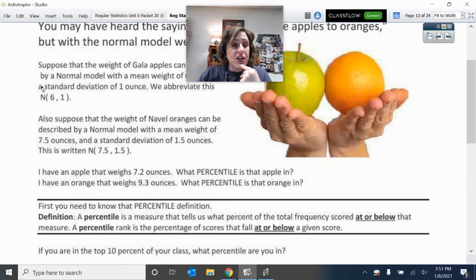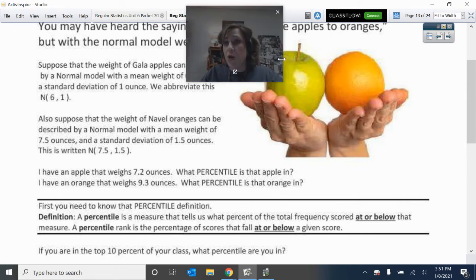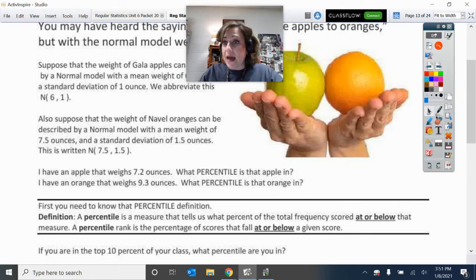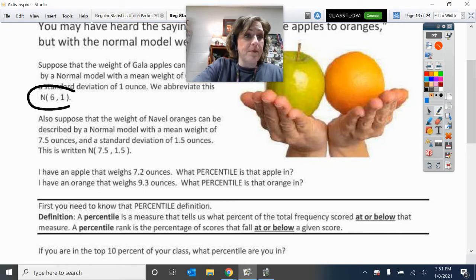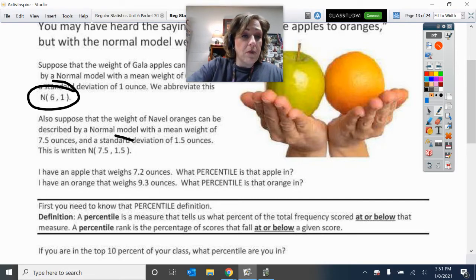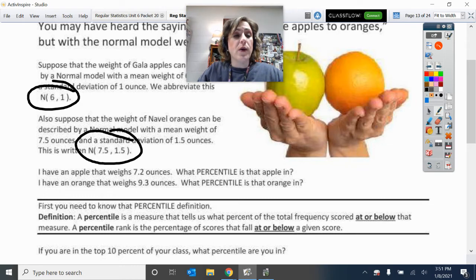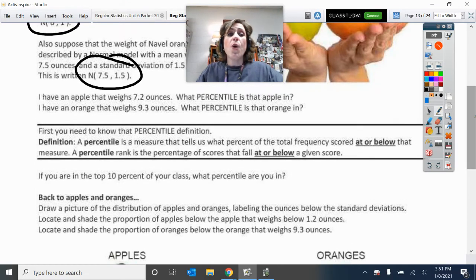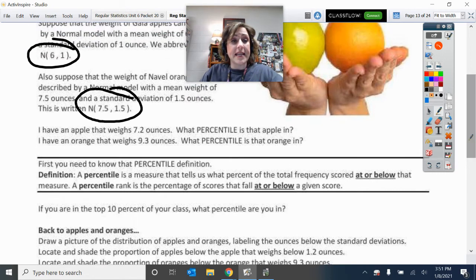So here we go. Again, last set of notes, we talked about this representation right here, where we had done the normal model for the apples: a mean of 6 and a standard deviation of 1. And then our normal model for the oranges was a mean of 7.5 and a standard deviation of 1.5. So what we want to do now is discuss: I have an apple that weighs 7.2 ounces. What percentile is that apple in? And I have an orange that weighs 9.3 ounces. What percentile is that orange in?